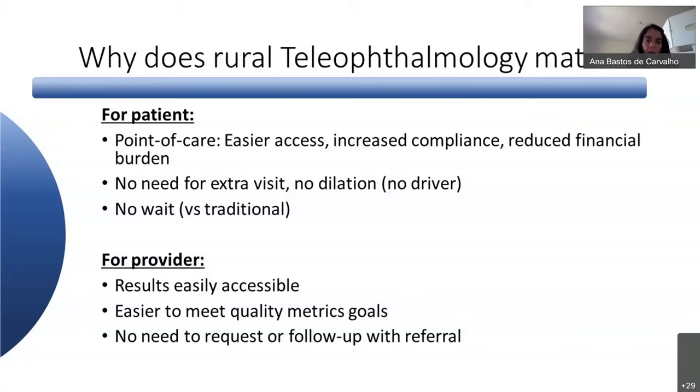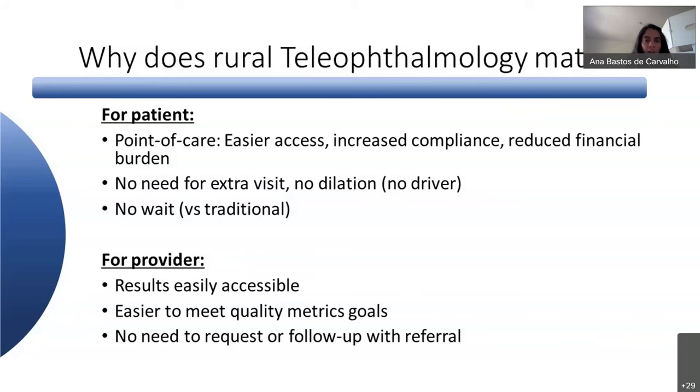For the PCP, it also has several advantages, namely the results are easily accessible, which is something that usually doesn't happen with just traditional eye exams, where sometimes it's impossible to get the report back from the eye care provider, and therefore the PCP is left without knowing what is going on with the eye health of the patient. It also makes it easier for the PCP to meet quality metrics goals, such as the HEDIS goals. And the PCP doesn't have to worry about requesting or following up a referral to an eye care provider, which is necessary every year in the case of people with diabetes.